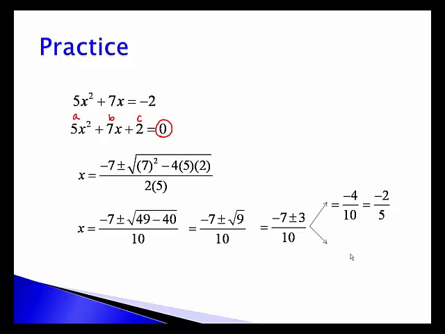The bottom one is negative 7 minus 3, which is negative 10 divided by 10, and simplifies to a negative 1. So here are your two answers. By the way, you did expect two answers because when you calculated the discriminant right here, you get a positive number. So you know from there on out you're going to get two answers.